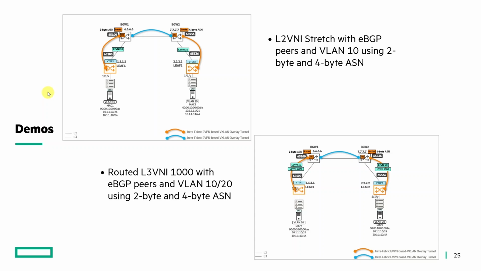And for the demonstrations, we're just going to highlight in the demos both of the topologies that we showed and discussed earlier here. So the L2 VNI stretch across EVPN Gateway peers using a VLAN 10 and mixed 2-byte and 4-byte ASNs. And then the same thing is also true with the L3 VNI 1000.